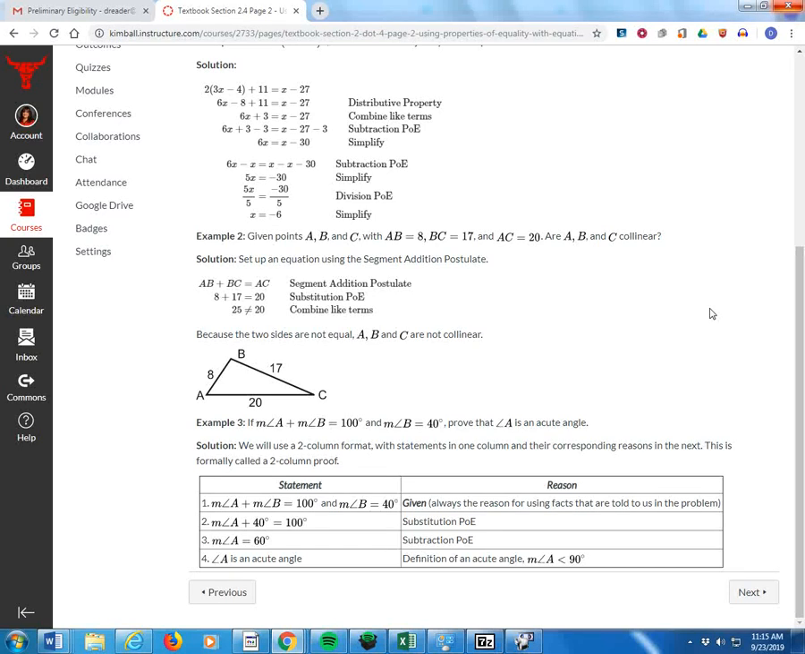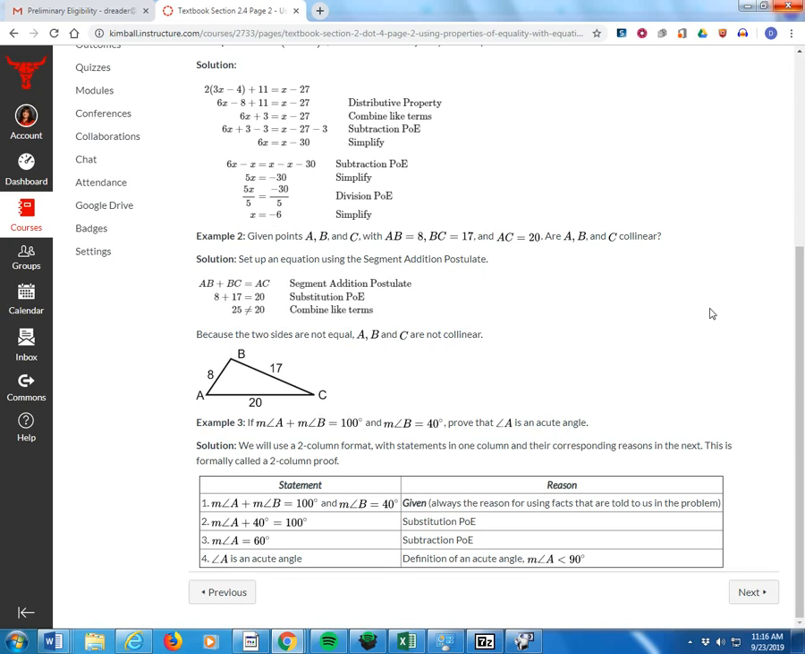Okay, the second statement was the measure of angle A plus 40 degrees is 100. Why were we able to do that? I know you can see the answer here, but if I'm given the angle B is 40, I can now substitute 40 for angle B in the first statement using the substitution property of equality. So they put substitution property of equality as their reason. Now they subtracted 40 from both sides in this step, right? Why? Subtraction property of equality.